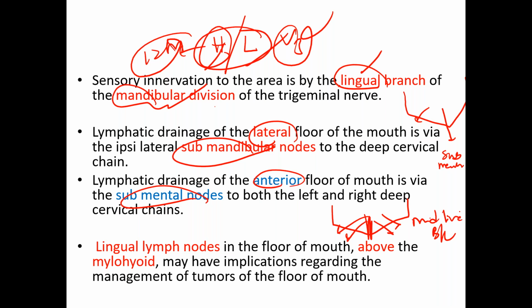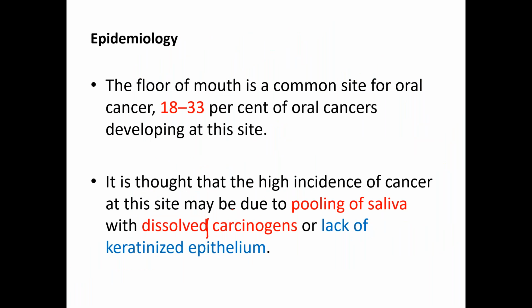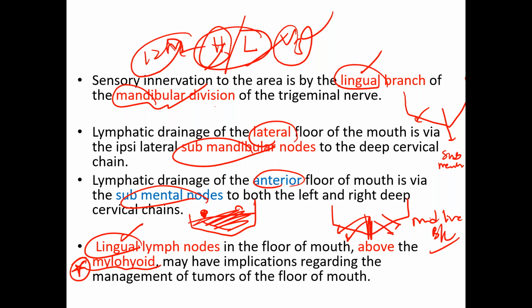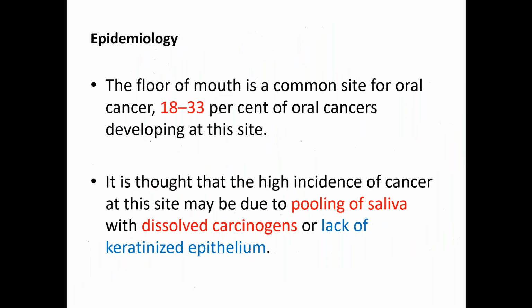One more important structure here is the lingual lymph nodes in the floor of the mouth above the mylohyoid. If you take the mandible like this, there is a muscle called the mylohyoid completely occupying the floor of the mouth. So the lingual lymph nodes are present above the level of the mylohyoid. So they are to be managed in the tumors of the mouth.